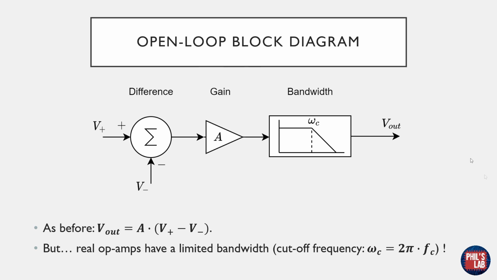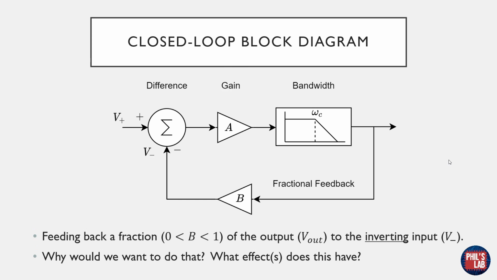Now, as I said before, we would like to feed some part of the output back to this inverting input. And this is what we then typically call a closed loop system. We have closed this feedback loop. The way we do that is feeding back a fraction of the output, scaling it via this constant B, and then feeding it to the inverting input. B typically is a fraction between 0 and 1. The question is now, why would we even want to do that, and what effects does this have?